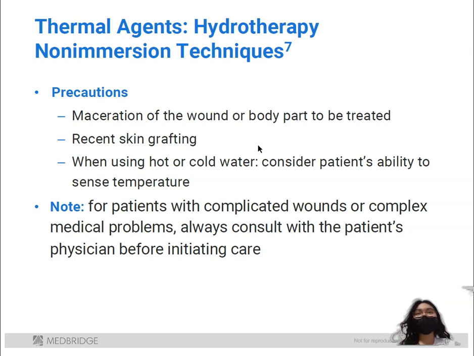Recent skin grafting, no, this is 50-50 because if it's too recent, no, hindi pwede. Okay, siguro pwede na mga 1 to 2 weeks after the skin grafting. Okay? Or depende kung gaano ka naging intact na ba yung na-graft na skin. So, you would have to assess that and communicate with the physician as well. Okay? When using hot or cold water, consider the patient's ability to sense temperatures. Parang katulad lang din kanina.